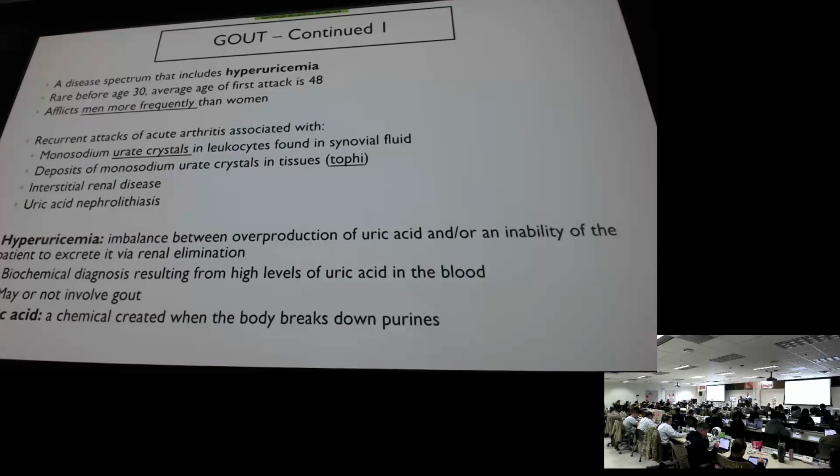Hyperuricemia is basically an imbalance of making too much or the kidney not getting rid of enough. The latter, the kidney not excreting enough, is more likely the cause. There's a higher incidence of that being the issue versus overproduction. So an inability to excrete the uric acid through renal elimination is the biggest cause of gout or the tophi.